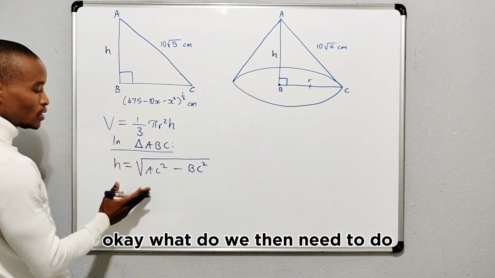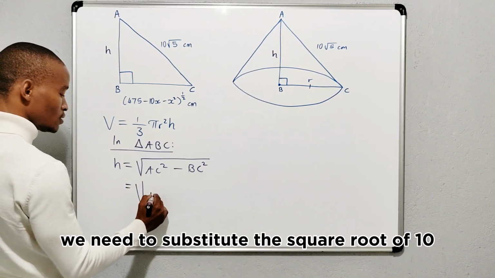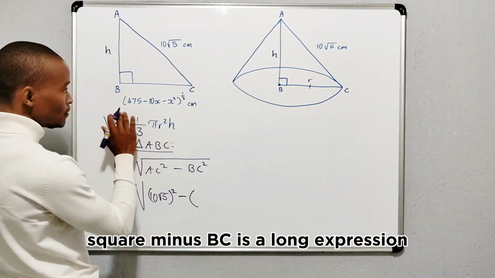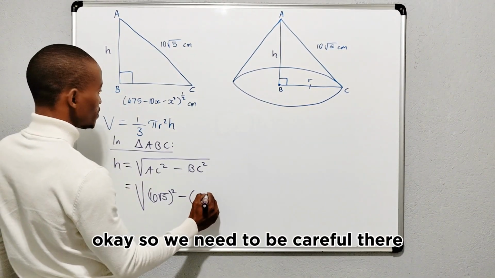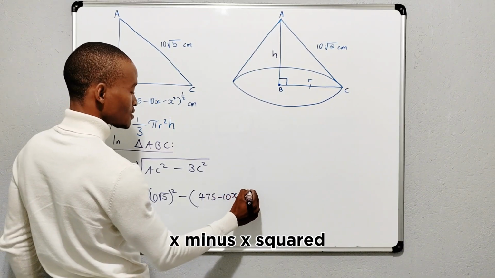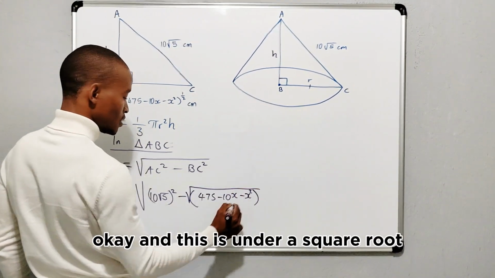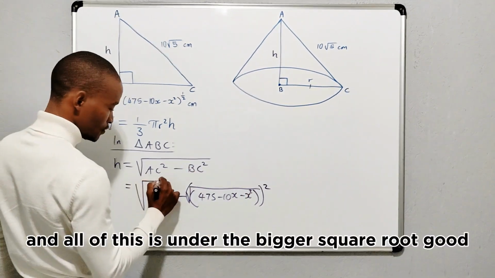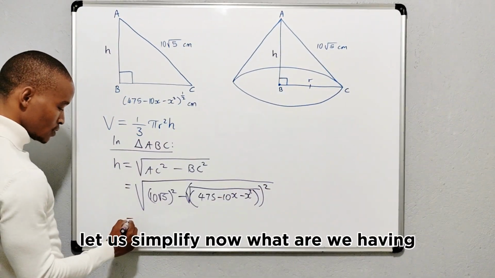Okay, what do we then need to do? We need to substitute the square root of (10 square root of 5) squared minus BC. It's a long expression, so we need to be careful there. 475 minus 10x minus x squared, and this is under a square root. And what are we doing? We are squaring this, and all of this is under the bigger square root. Good. Let us simplify now.